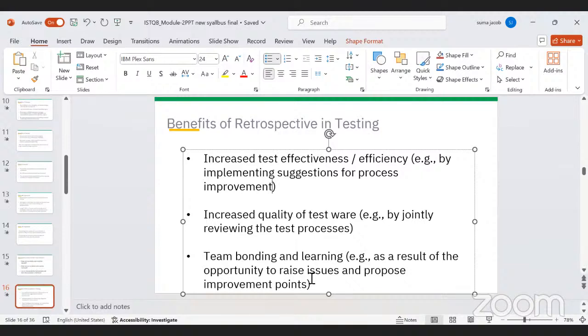Sometimes, if there is a senior person who was working in a different company, he would like to implement the good practices which he was following in his previous company. So there will be a lot of discussions. There will be a lot of bonding and learning from each other. Each one will share their insights, experience, and best practices. This will foster a culture of collaboration and continuous learning within the team. So there is a lot of team bonding and learning.